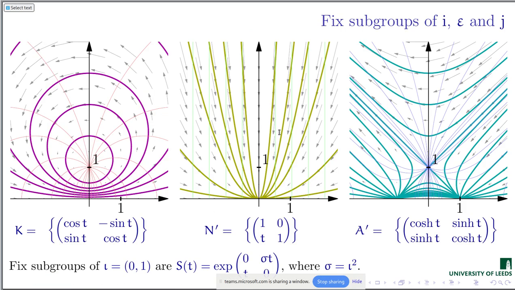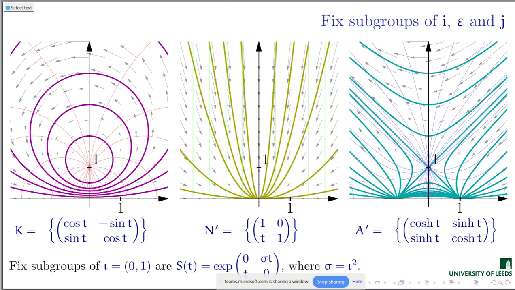Similarly, if we ask what are the fixed points, we already saw rotation in the Lobachevsky upper half plane around the imaginary unit i with subgroup K. If we ask which Moebius transformations in dual numbers fix epsilon, it will be subgroup N prime, lower triangular matrices, with parabolic orbits. And it fixes not only epsilon, but the entire line, so all zero divisors associated with the dual numbers.